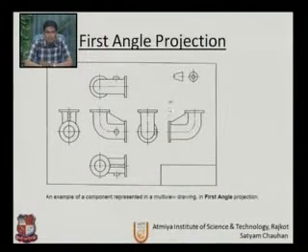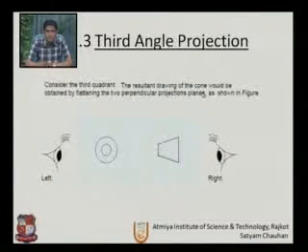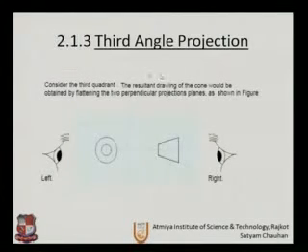So this is the basic difference, and in the top corner we can see the symbol for the first angle. If any drawing is drawn in first angle projection, we have to mention it by drawing this symbol. And the difference in third angle projection, as we have seen, is that if we are looking from the left, we draw that view on the left hand side, and if we are looking from the right hand side, we draw that view on the right hand side.